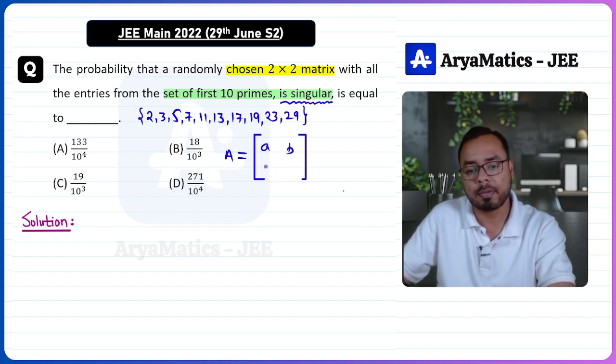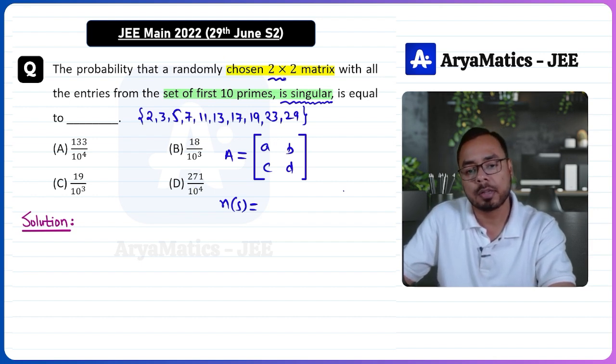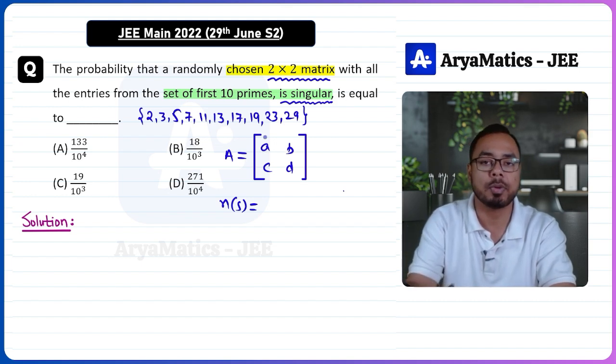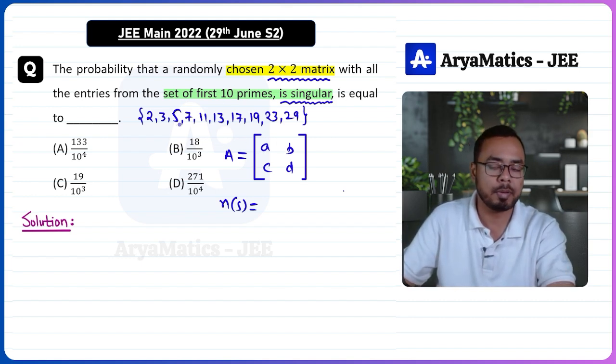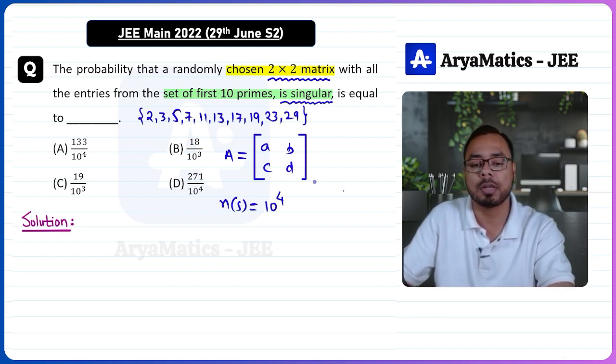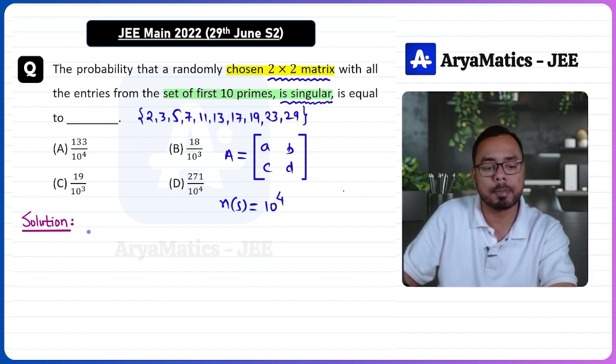So first of all, let us find the number of elements in the sample space, or the number of matrices that you can create. a, b, c, d we have to select from this set, right? a, b, c, d are selected from the first 10 prime numbers. So for a, we have 10 options. We can select any one of these 10 numbers. Similarly, for b, we have another 10 options, and so on. So the total number of matrices that you can create will be 10 raised to 4, right? For a, 10 options, for b, another 10 options, and so on. So these are the total number of matrices, or the number of elements in the sample space.